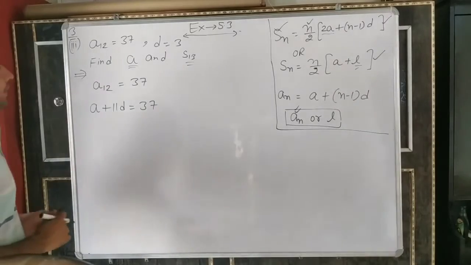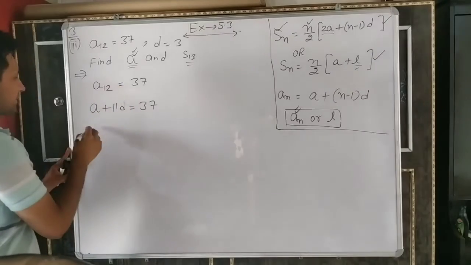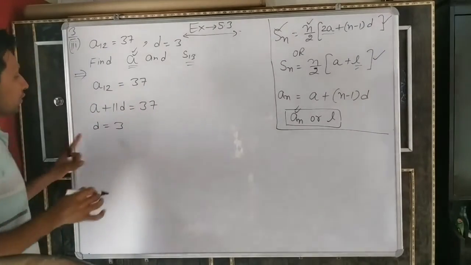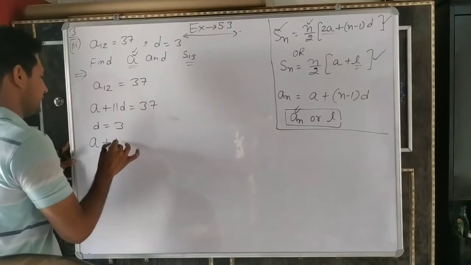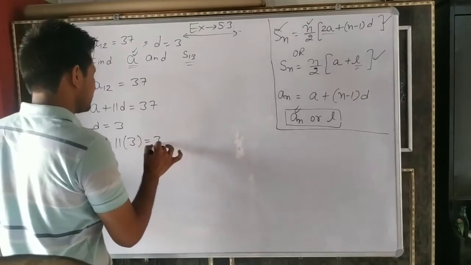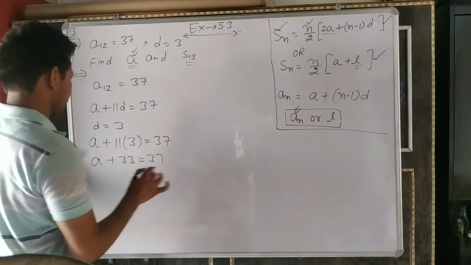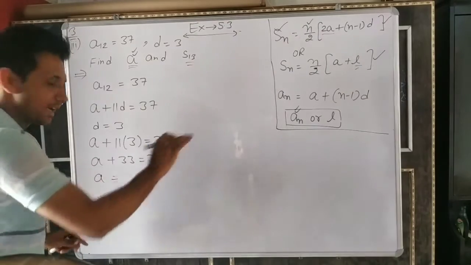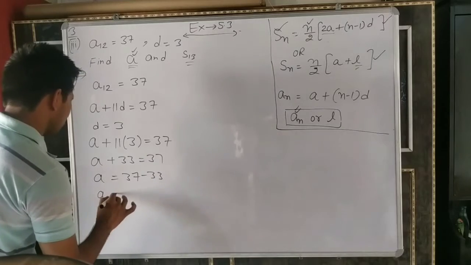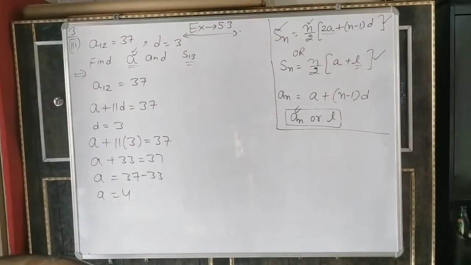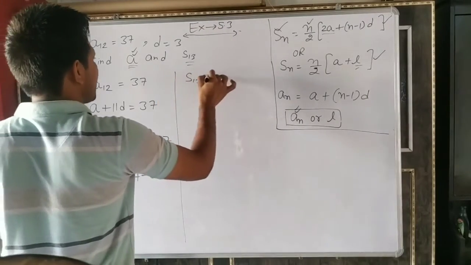Next, we want to find a. So here d, you know how much? d equal to 3. So put d equal to 3 in this equation. So it's a plus 11 into 3 equal to 37. a plus 33 equal to 37. a equal to 37 minus 33, one side positive, the other side negative. So a equal to 4. Understand, dear? Now we want to find S13.